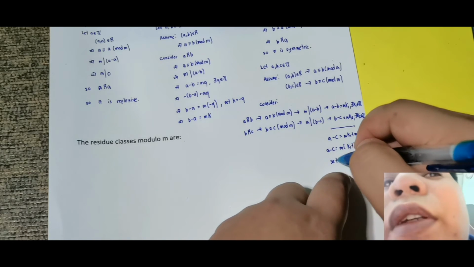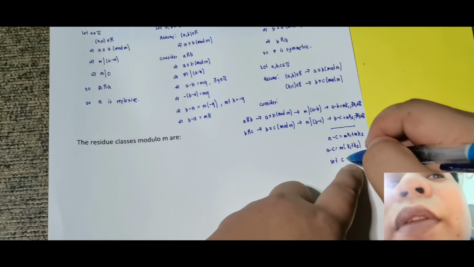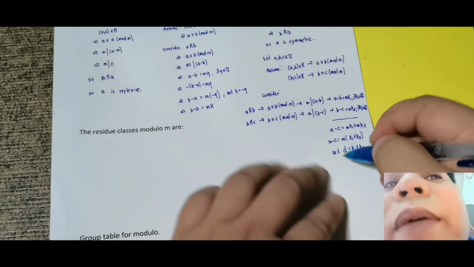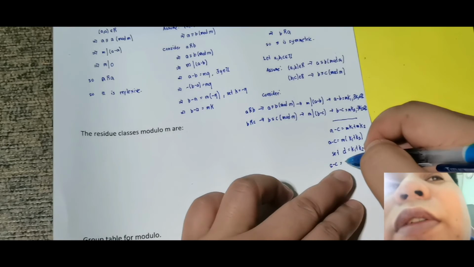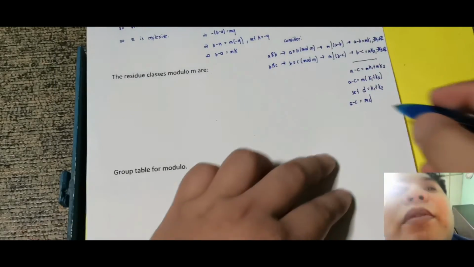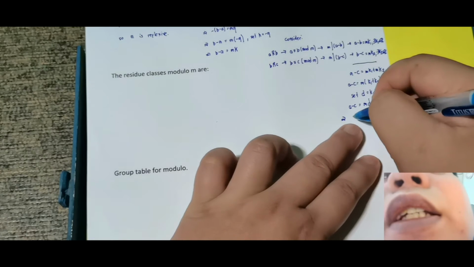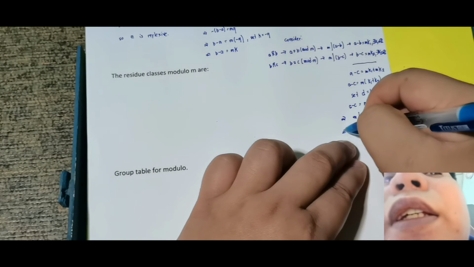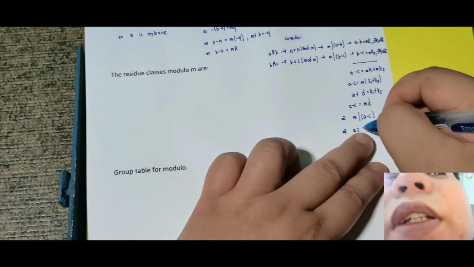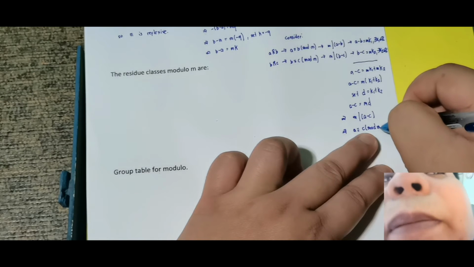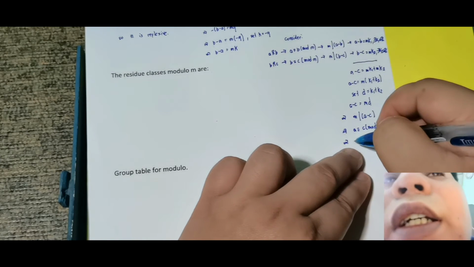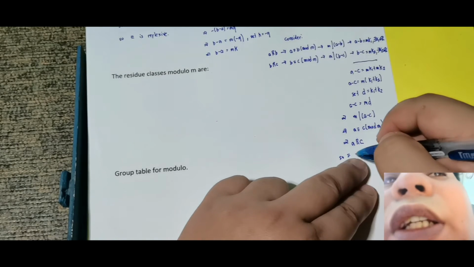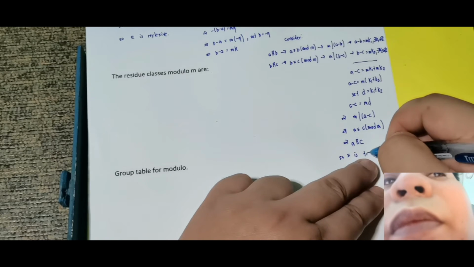So set lang natin na d is equal to k sub 1 plus k sub 2. So we have a minus c is equal to md. Then by definition of divides, m divides a minus c. By definition of congruence, this implies that a is congruent to c mod m. Ang meaning nito, a is related to c. So this relation is transitive.